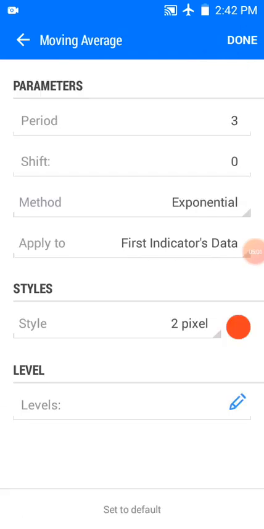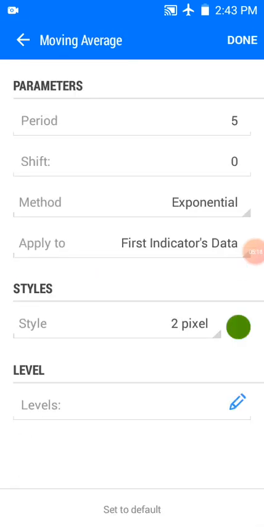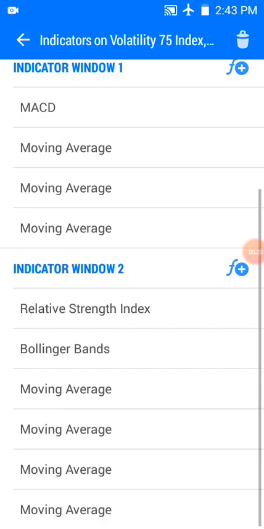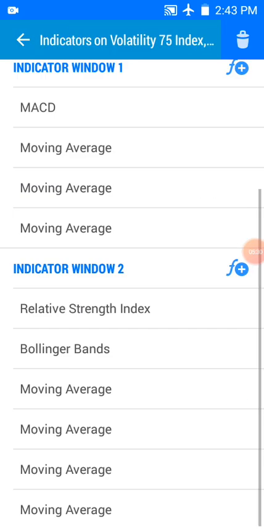The fourth indicator is moving average, period is 3, the method is exponential. You apply to first indicator's data, and the color is red. Then the fifth one is moving average, period is 5, method is exponential, apply to first indicator's data, and the color is green. Then the last one is also a moving average. The period is 200, the method is exponential, apply to first indicator's data, and the color is black.